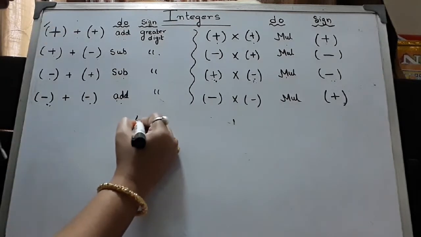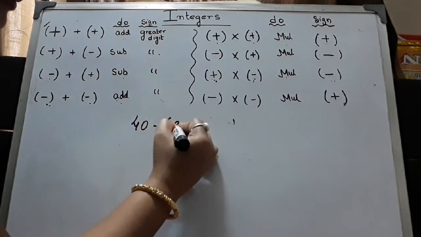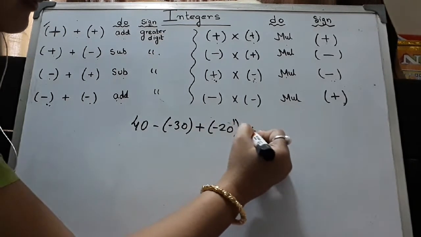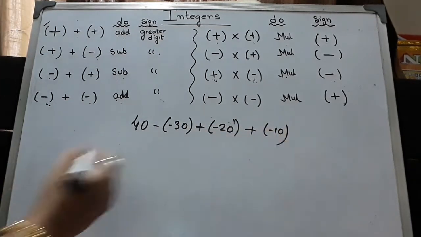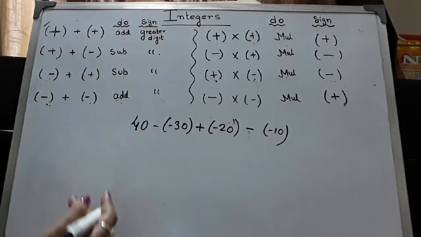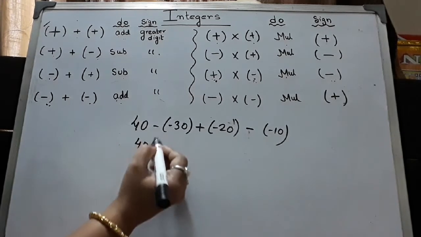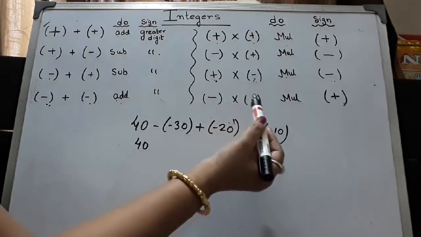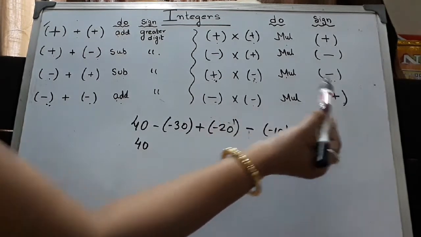Okay, one more sum I am showing you how to arrange and add. For example, it's a big sum, or I will take it here minus sign. Okay, now let's solve this one. 40 minus into minus into, bracket means into, multiplication, minus into minus, sign will be what?